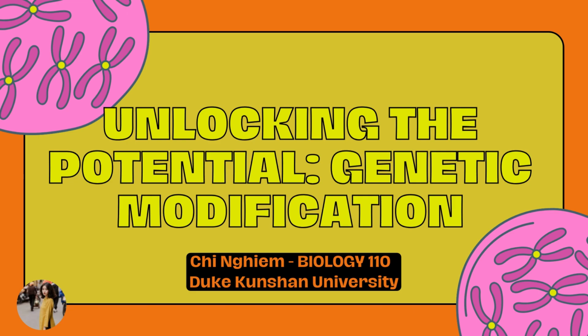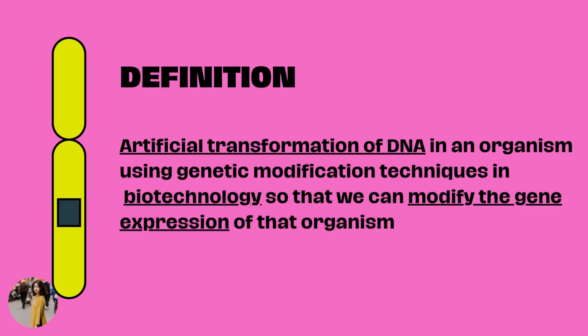So let's start by defining genetic modification. Genetic modification is the artificial transformation of DNA in an organism using genetic modification techniques in biotechnology so that we can modify the gene expression of that organism.